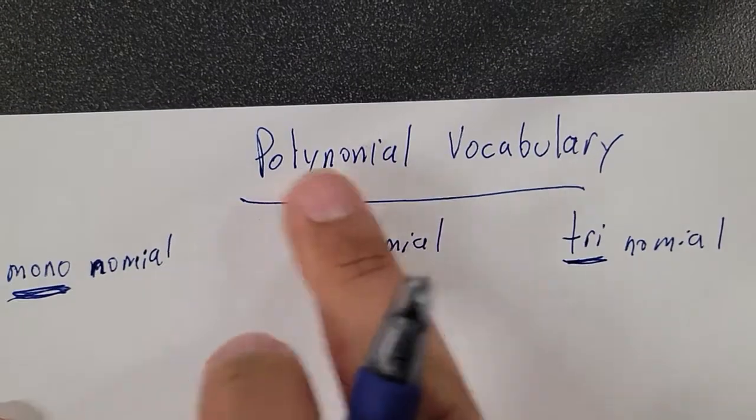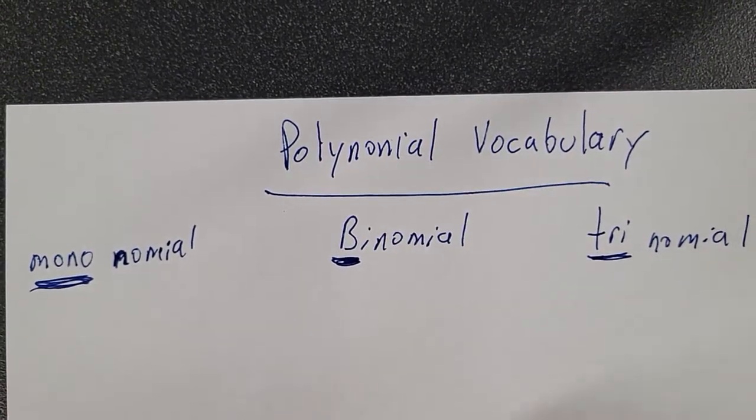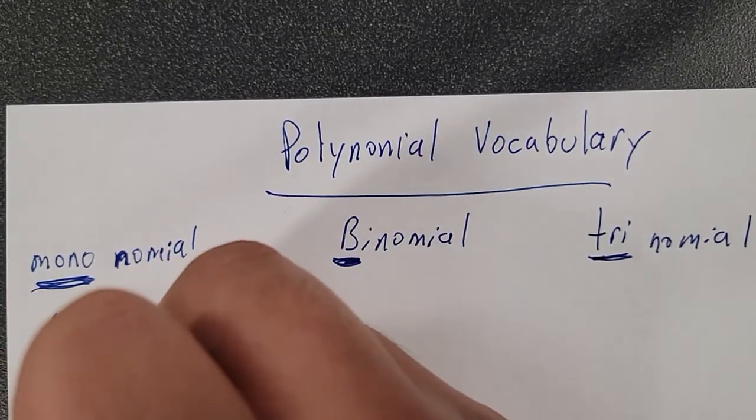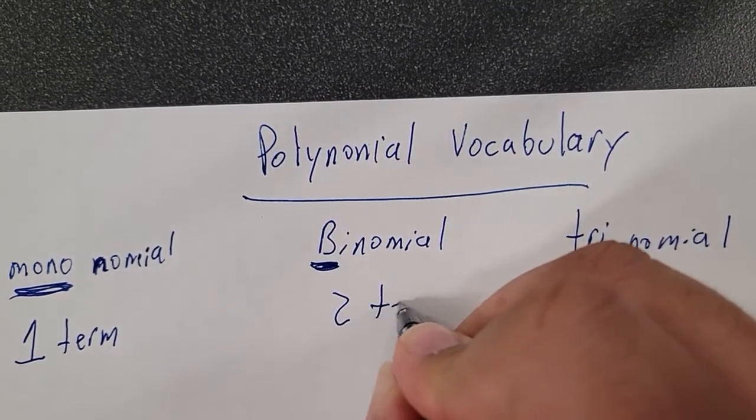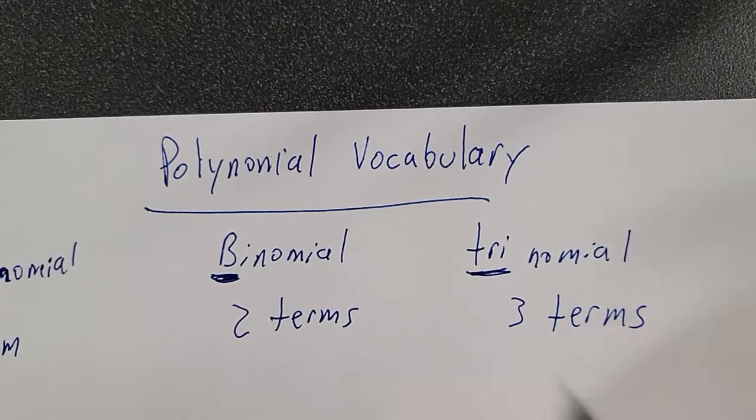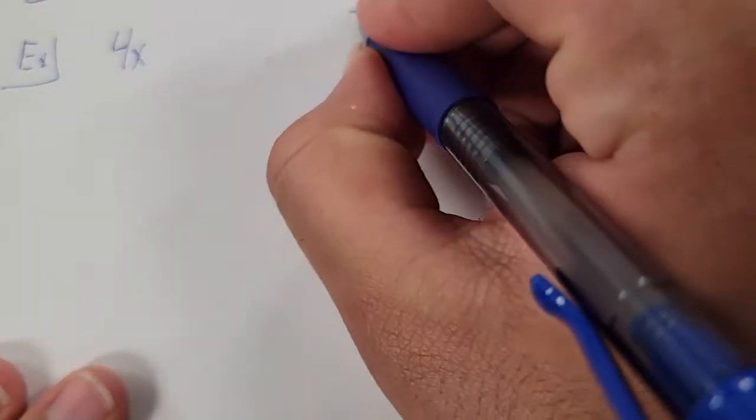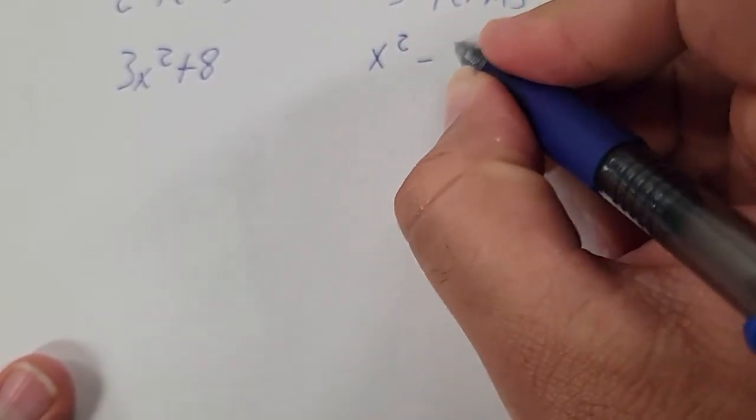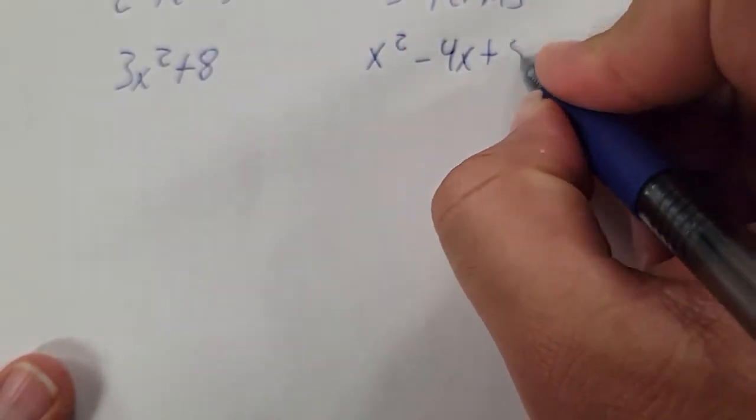All right, poly actually means many, but three that we break it down to is this. So a monomial has one term, a binomial has two terms, and I'll explain this in a second, and a trinomial has three terms, okay? So an example of each one of these, let's put an example. So one term will be like 4x, binomial will be like 3x squared plus 8. And then over here for trinomial, we can put x squared minus 4x plus 5.